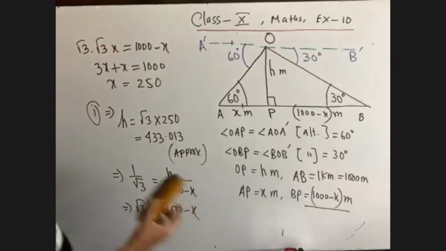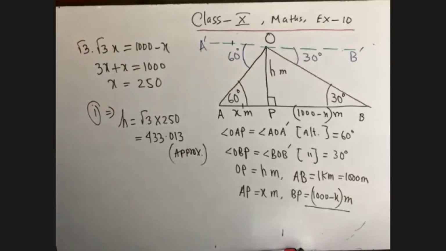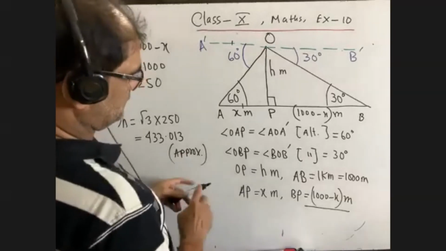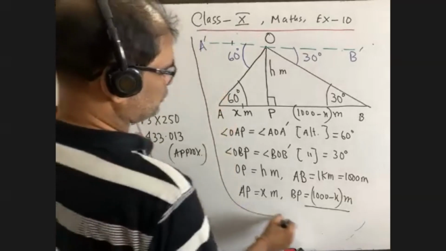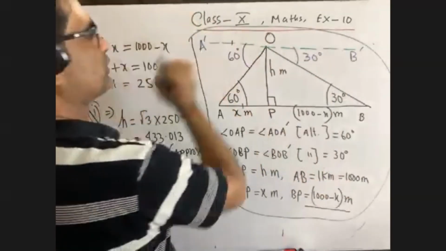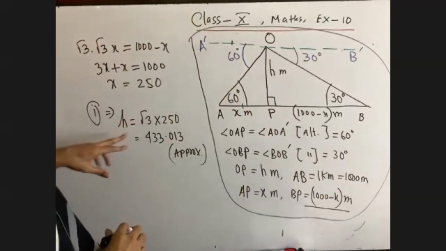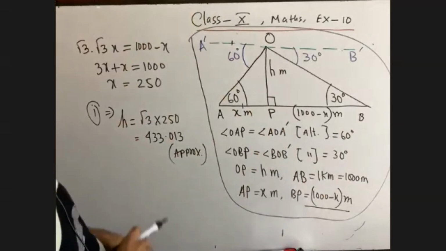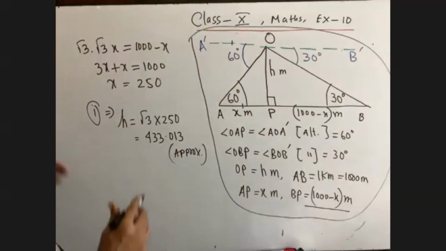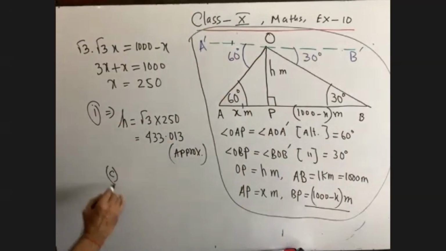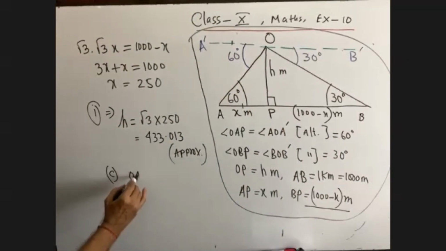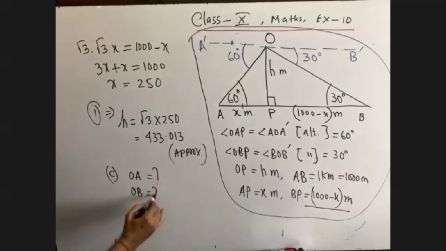So this is the most important math to be given in the examination. As the math will be given in the creative question, the figure with short description will be of 2 marks. And just to find this value will be of 4 marks. Then what is the other part? Question number C, you have to find the direct distance: OA equals what? OB equals what? You have to find this OA and OB.